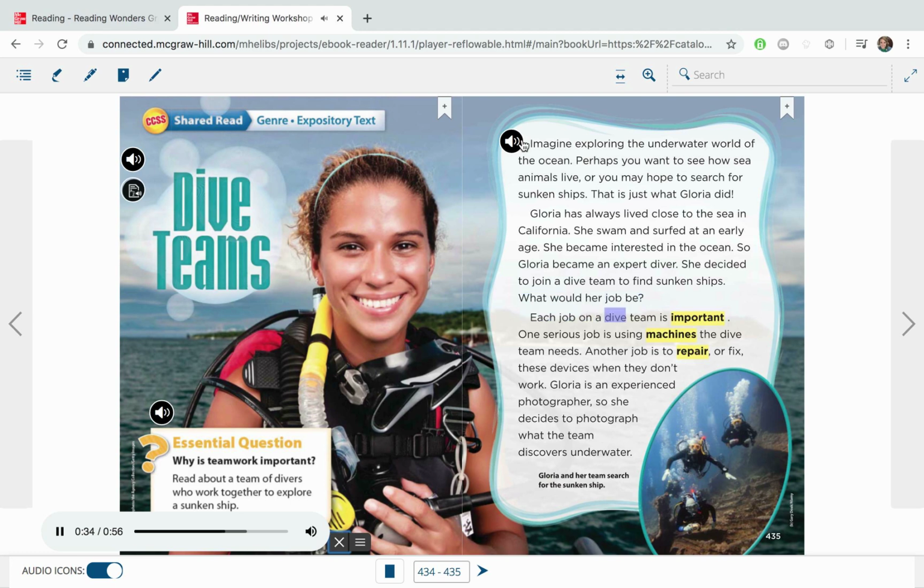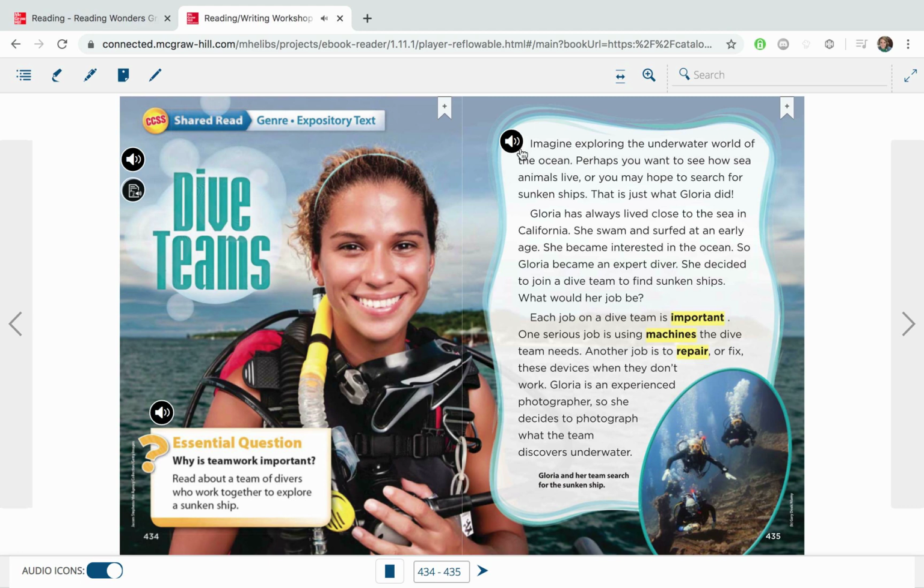Each job on a dive team is important. One serious job is using machines the dive team needs. Another job is to repair or fix these devices when they don't work. Gloria is an experienced photographer, so she decides to photograph what the team discovers underwater. Gloria and her team search for the sunken ship.